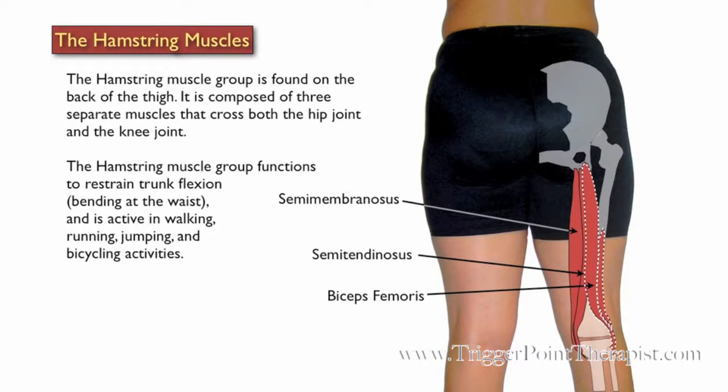The hamstring muscle group functions to restrain trunk flexion, as when bending at the waist, and is active in walking, running, jumping, and bicycling activities.